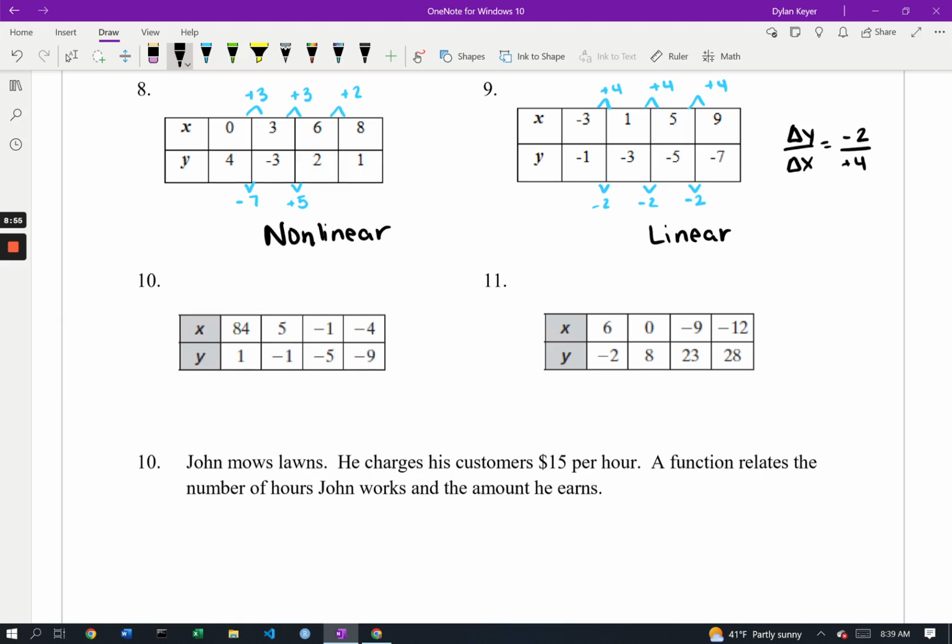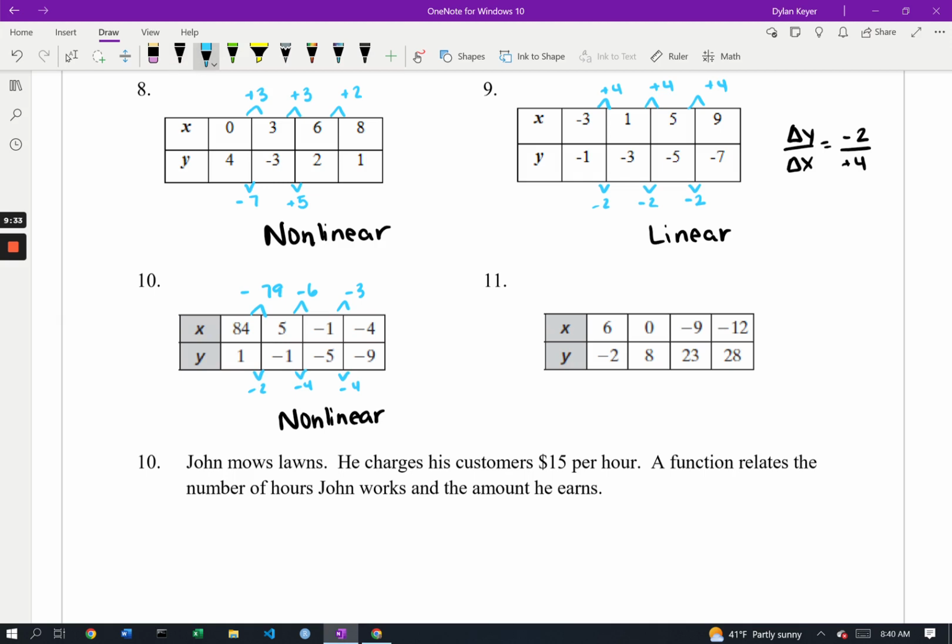In exercise number 10, from 84 to 5, we went down 79. From 6 to negative 1, we went down 6, and negative 1 to negative 4, we went down 3. From positive 1 to negative 1, down 2. Negative 1 to negative 5, down 4. And negative 5 to negative 9, down 4. The change in y, negative 2 over negative 79, is not the same as negative 4 over negative 6, so this is non-linear.